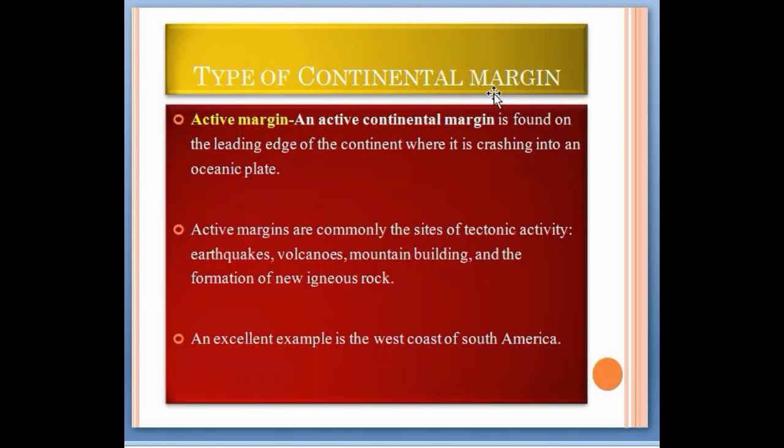There are two types of continental margin: active continental margin and passive continental margin. An active continental margin is found on the leading edge of the continent, where it is crashing into an oceanic plate. Active continental margins are commonly the sites of tectonic activities like earthquakes, volcanoes, mountain building, and the formation of new igneous rock. The example is the west coast of South America.